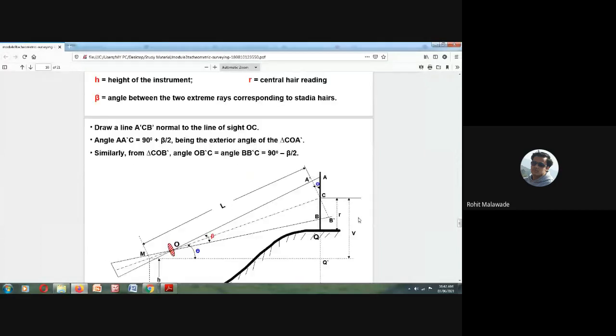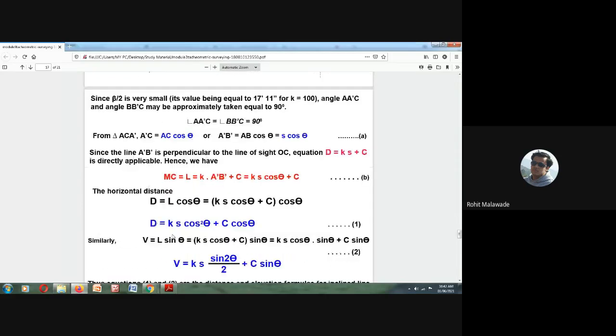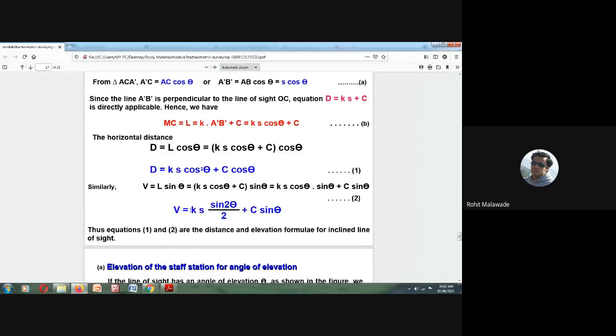If you want to measure the vertical distance V, that is from your crosshair center with your horizontal line of sight, with the angle of inclination, we will be using the formula V = Ks sin2θ/2 + C sinθ.